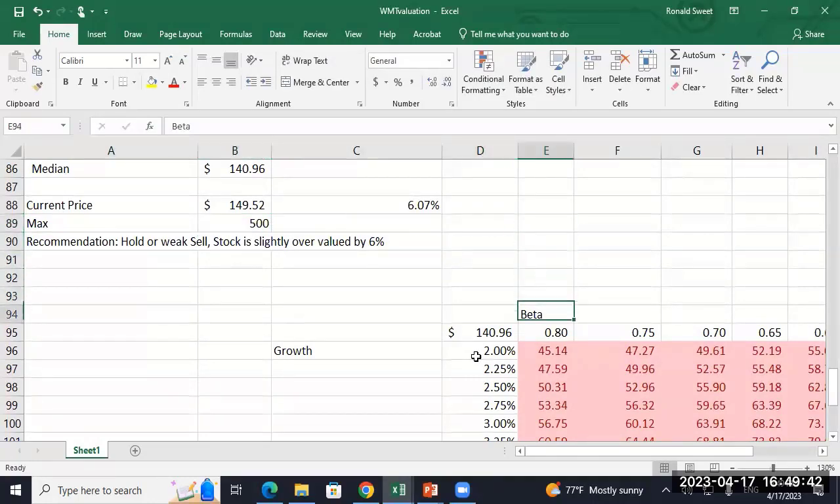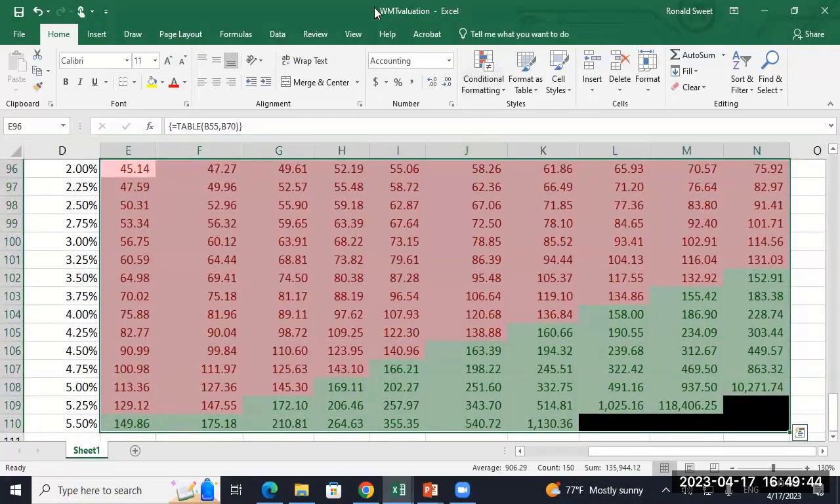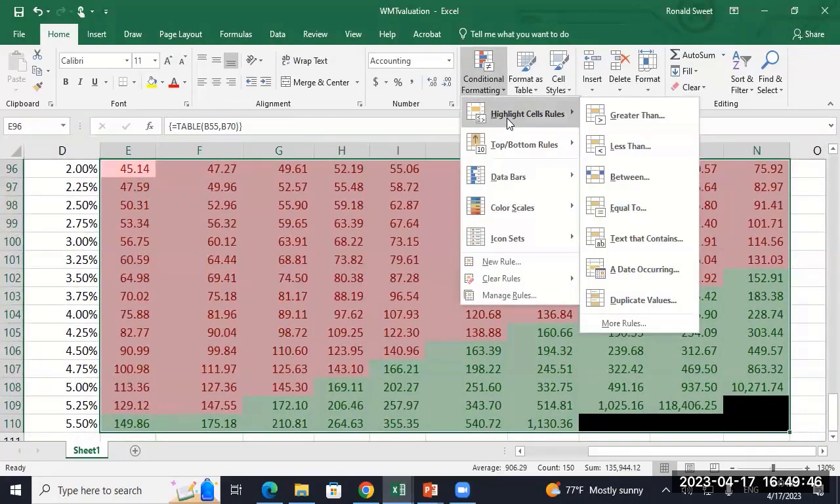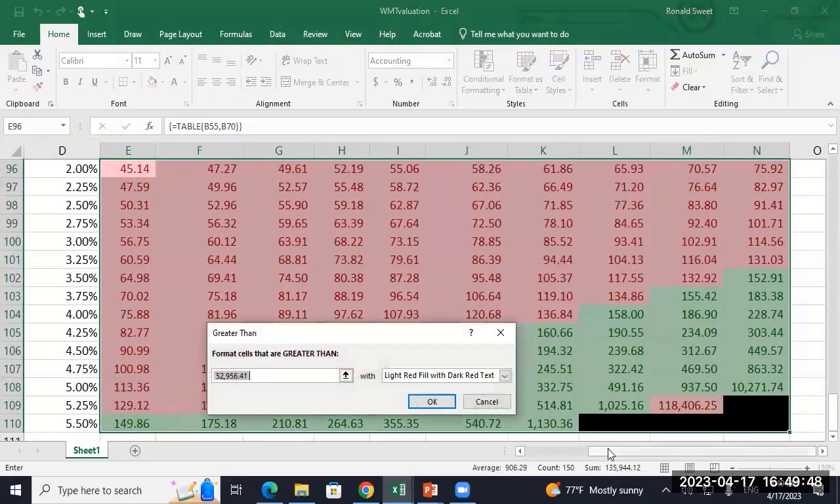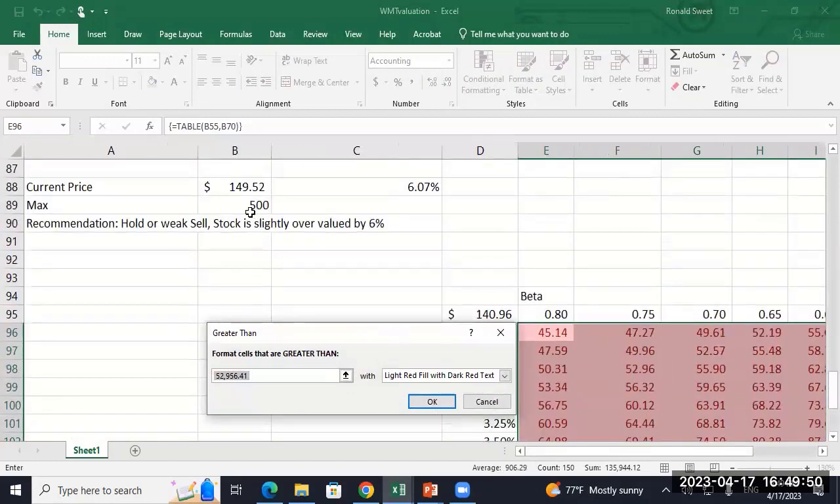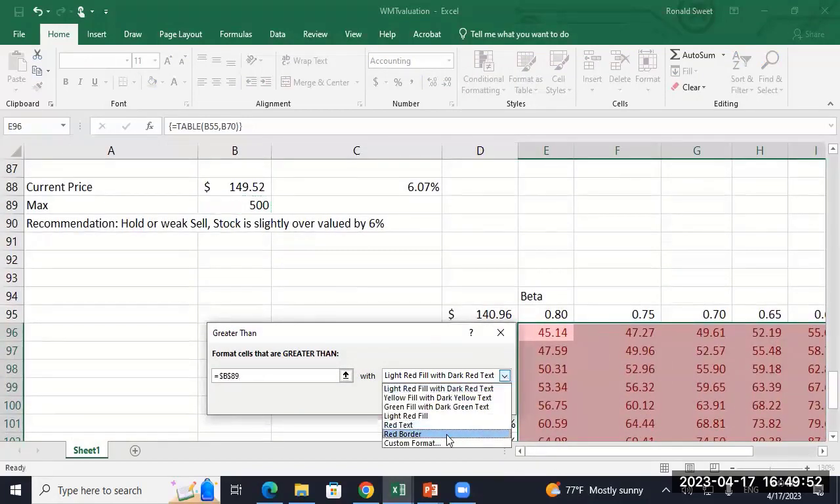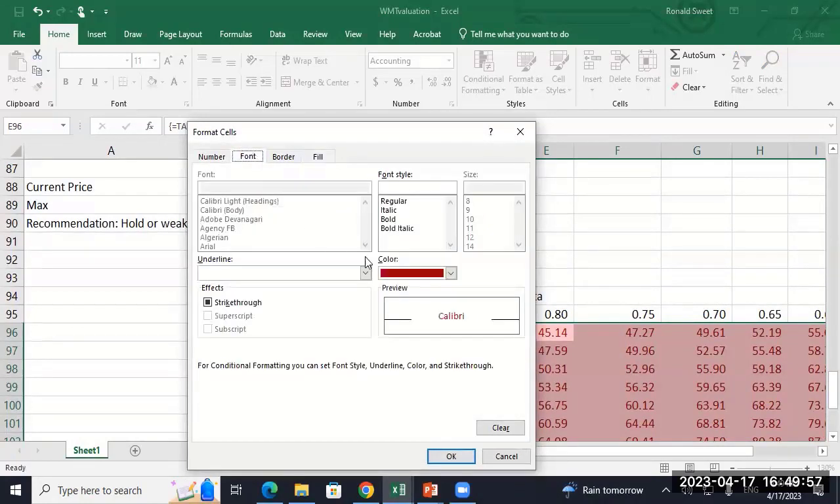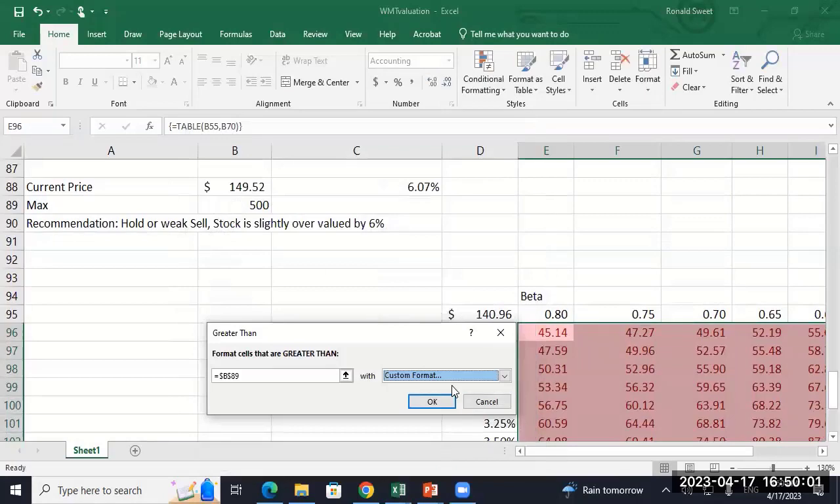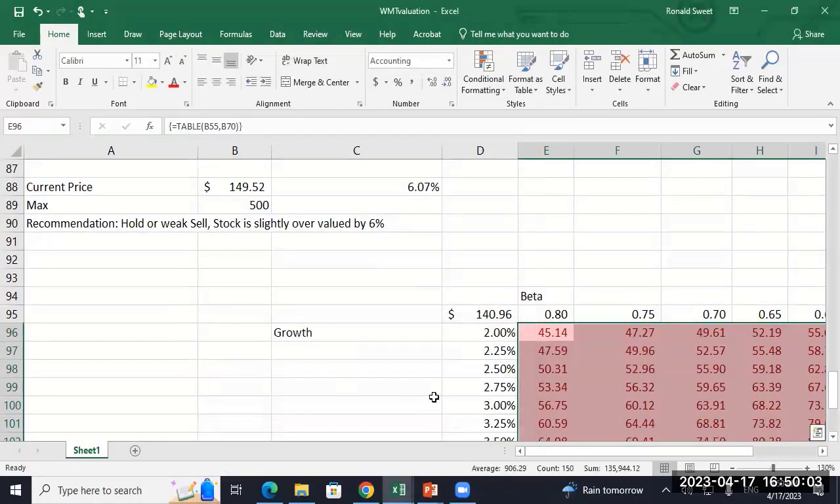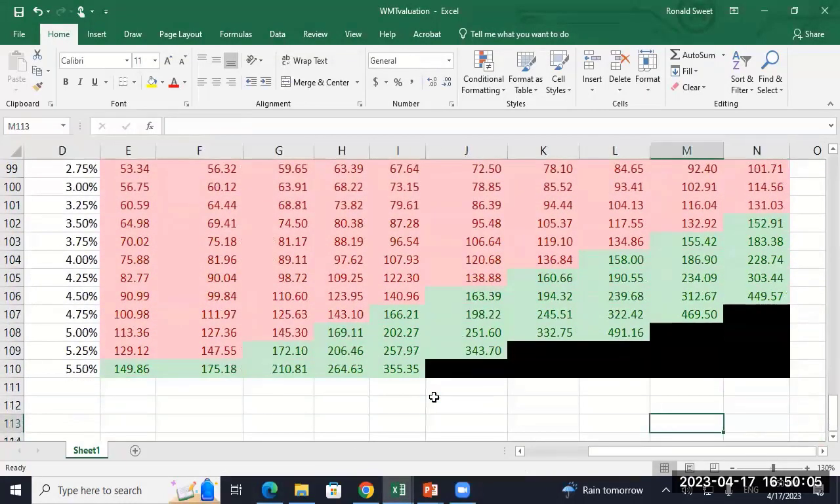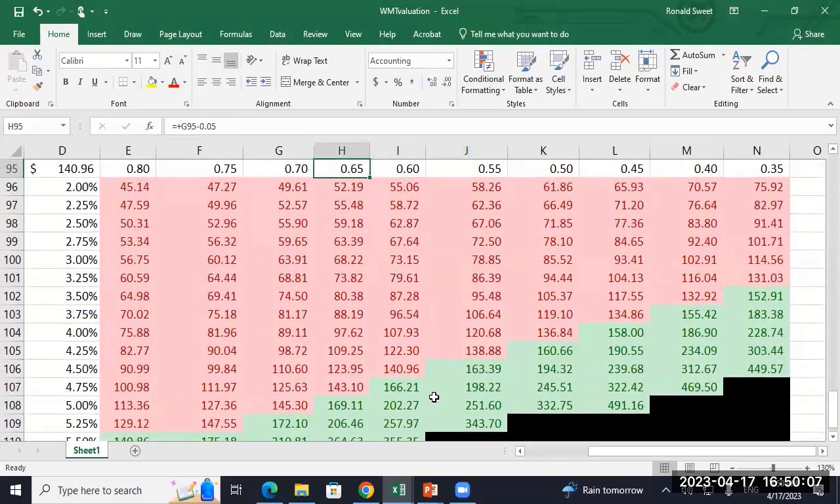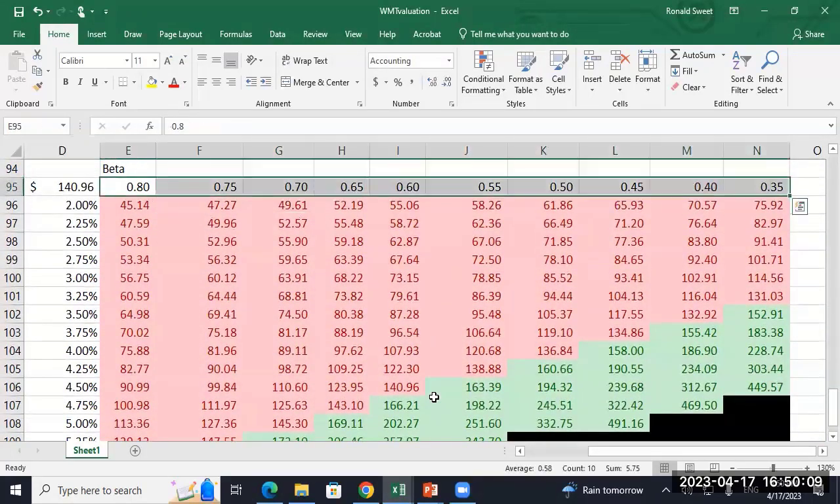I don't want 500 in this table anywhere. So then I go, if it's greater than 500, hopefully this will work. Sometimes I'll do it in the wrong order. You have to do it in the right order. Hopefully I didn't mess it up. We'll see. Yeah, there you go. So now I have some pretty good scenarios that I can use.